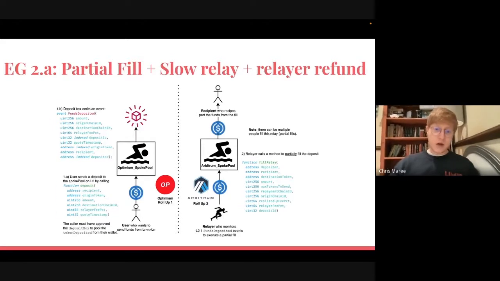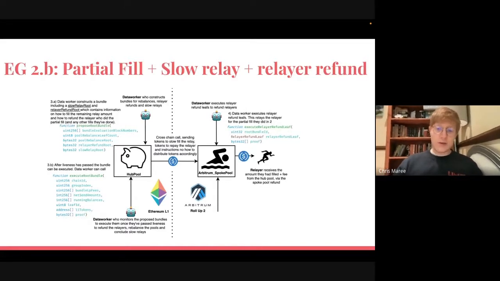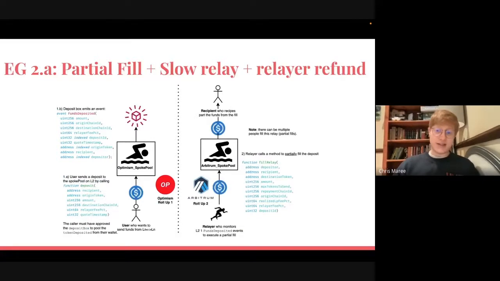So what happens now? Now we introduce the data worker, this actor we discussed earlier. What they do is construct what we call a bundle of data, which consists of 3 different kinds of information, and we'll get to the information later. But for now, just consider this as a set of instructions that tell the spoke pool what to do. Importantly here, we're considering the slow relay route. The slow relay route is basically going to instruct the spoke pool to fill the remaining amount, the amount that the relayer didn't fill.